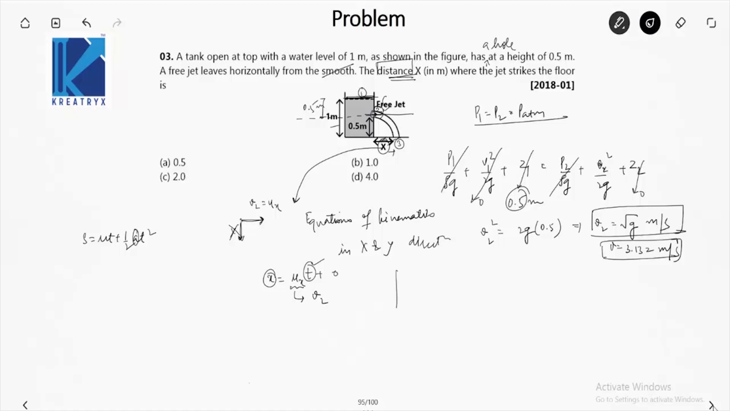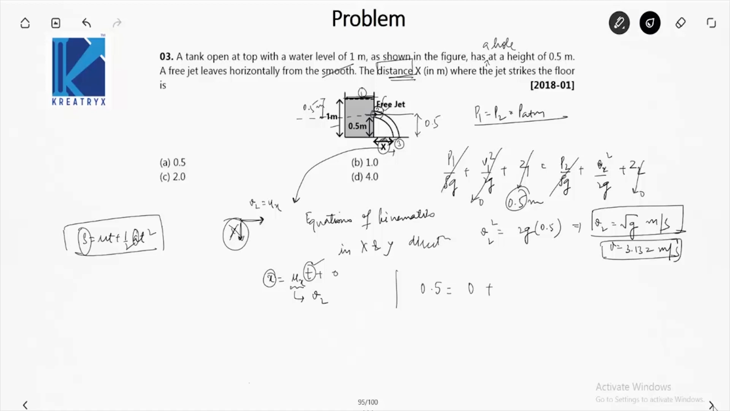Now let's apply this same equation, s is equal to ut plus half at square in the y direction. So what will be s in y direction? It will be this distance, this height, 0.5 meters. So 0.5 meter is equal to, is there any initial velocity component in y direction? No, I have explained earlier. So this term becomes 0 plus half at square.